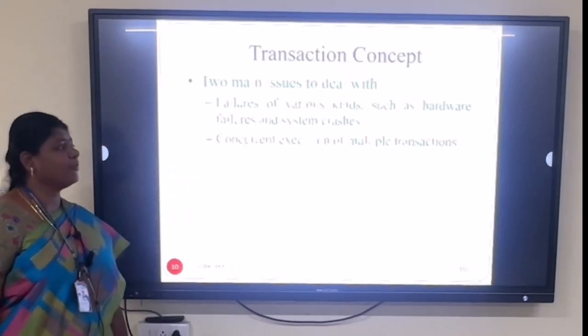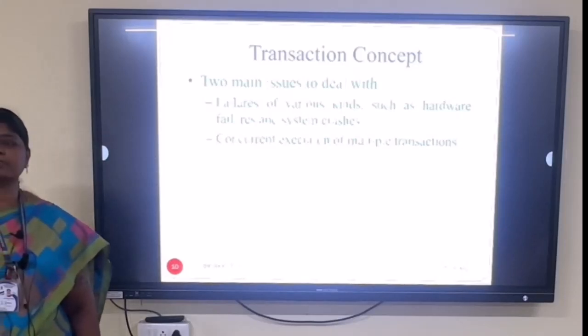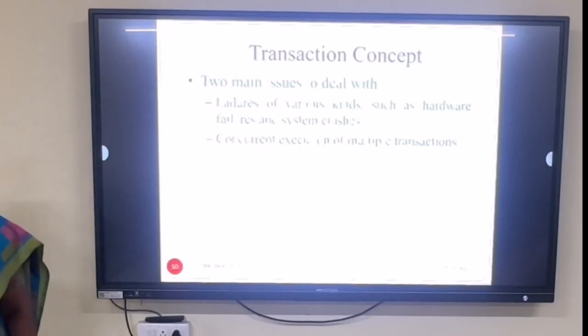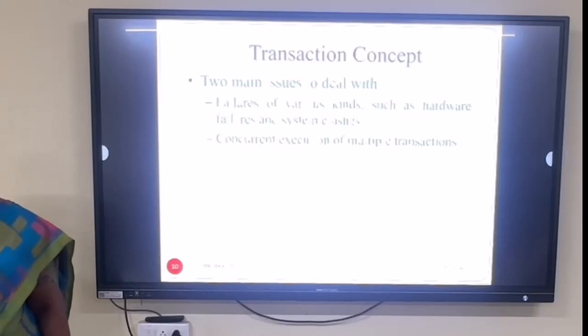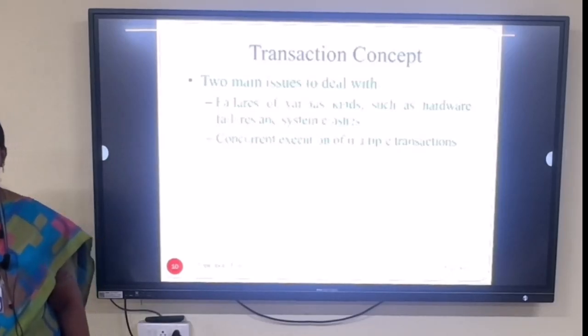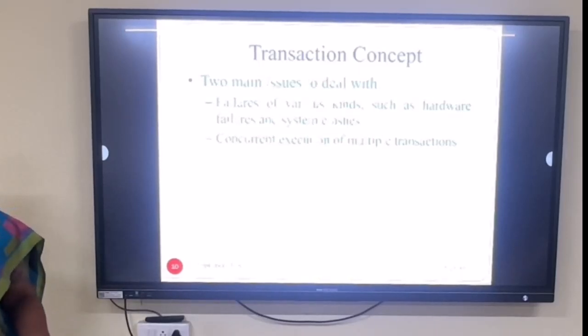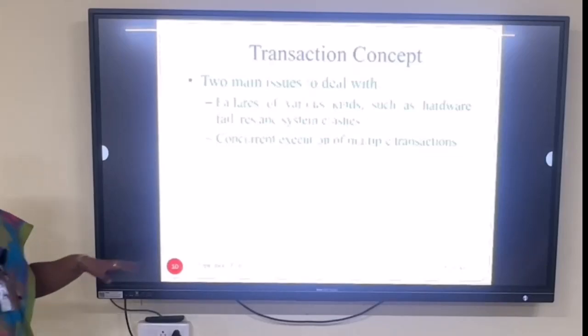The second issue is concurrent execution of multiple transactions. If 100 transactions take place, for example in Indian Bank itself, we may see many times that the server is busy. We can see the message that the server is busy. It means that there are multiple transactions, thousands and thousands of transactions taking place, so the server may not be able to give the original data. That's what it means.